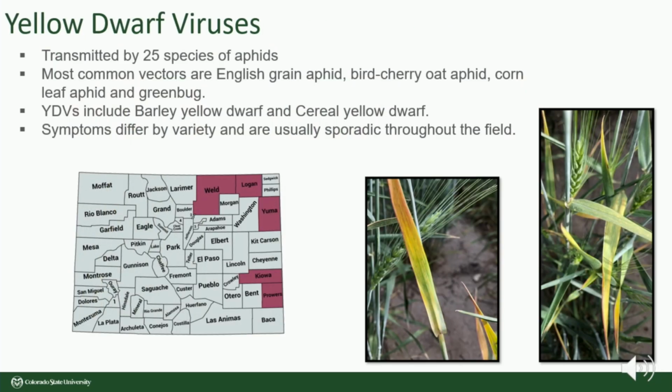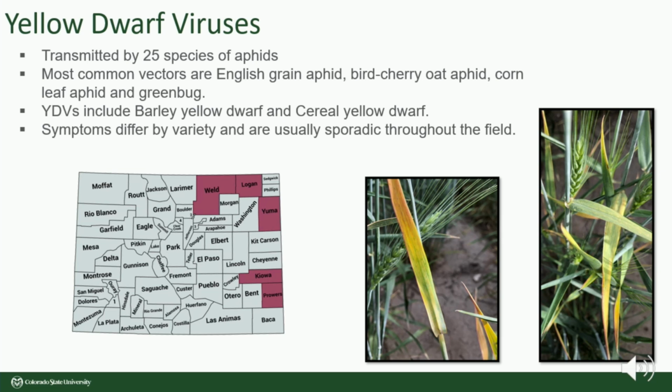We've had notably more aphid presence and yellow dwarf virus occurrence this season. Yellow dwarf viruses can be transmitted by 25 species of aphids, most commonly English grain aphid, bird cherry-oat aphid, corn leaf aphid, and greenbug. Yellow dwarf viruses include barley yellow dwarf virus and cereal yellow dwarf virus.